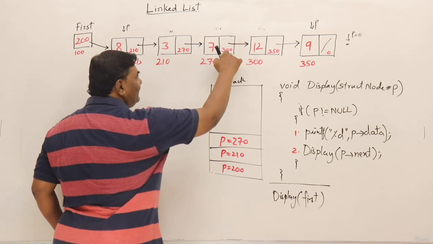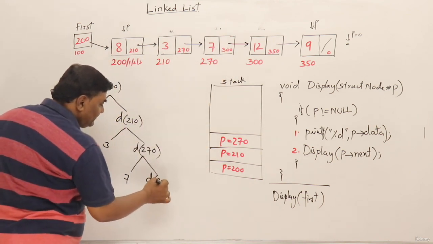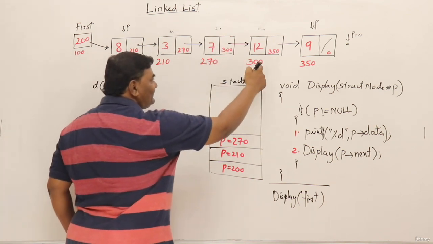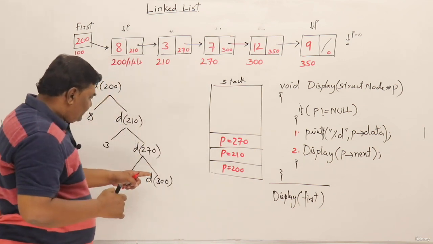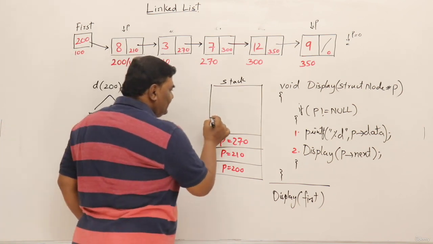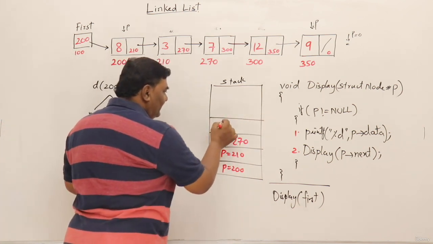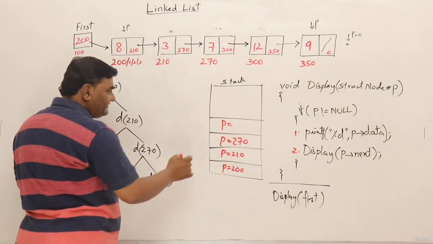So what is next here? 300. Call upon 300. This 300 is the address of the next node. So again there is a fresh call, and again a new activation record is created and the pointer P will have the address 300.